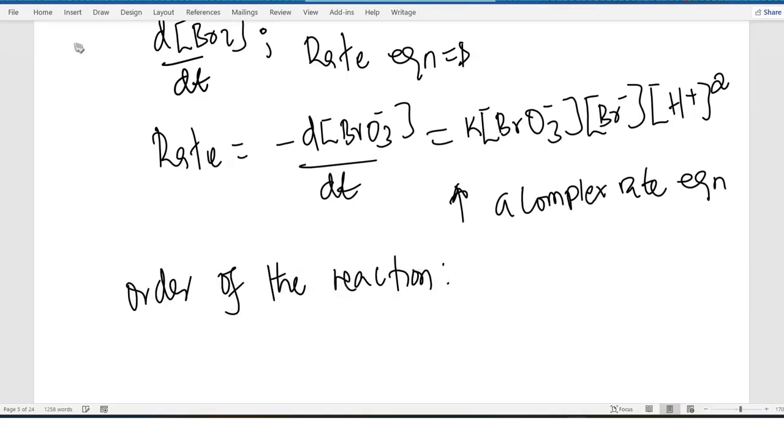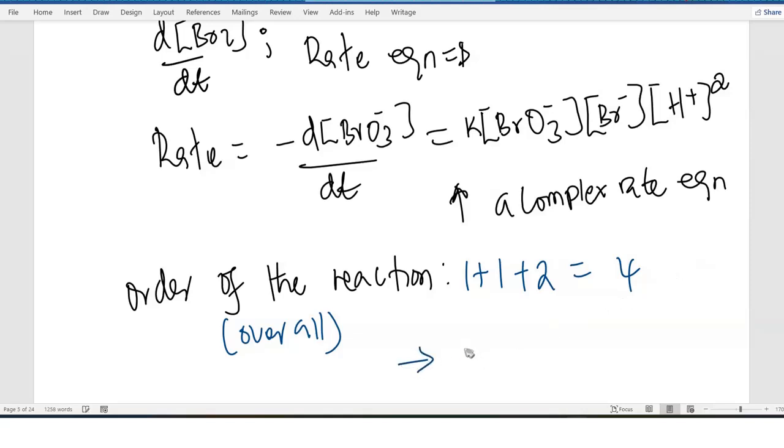So what is the order of the reaction? You see, it is order 1 with respect to the bromate(V) ions, and order 1 with respect to bromide ions, and order 2 with respect to hydrogen ions. So what is it going to be? Order of reaction, we're talking about overall. So the overall will be 1 plus 1 plus 2, and this becomes 4. So this gives you a fourth order reaction.